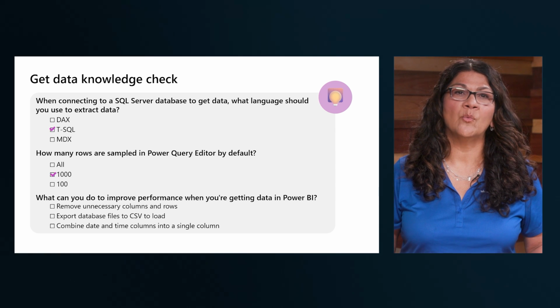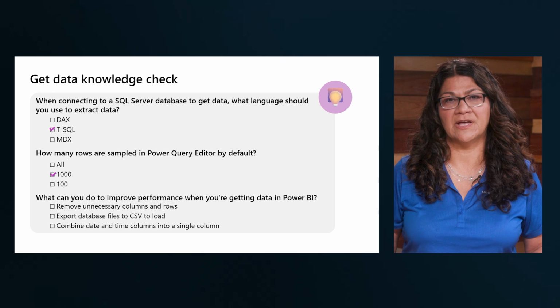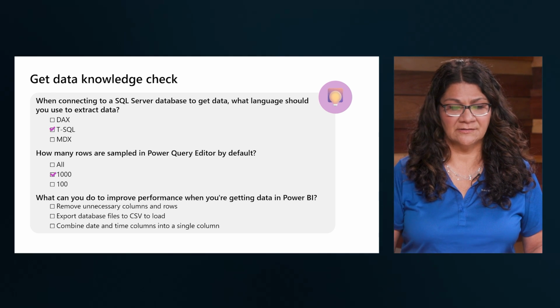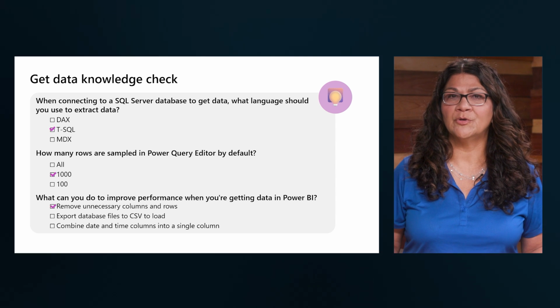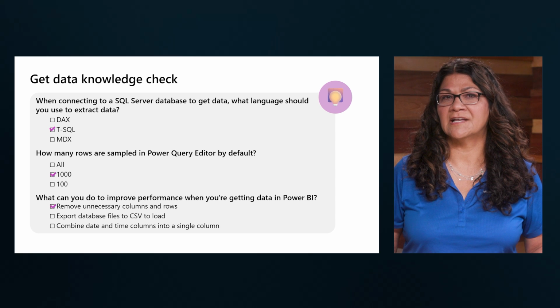Question 3. What can you do to improve performance when you're getting data in Power BI? Answer: remove unnecessary columns and rows. This will help to reduce the size of your data model and make it run faster.